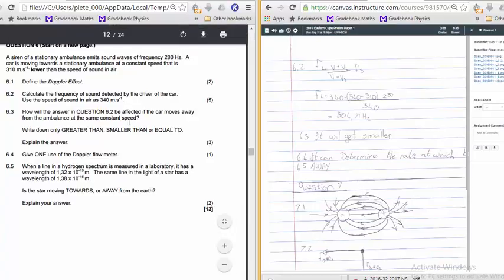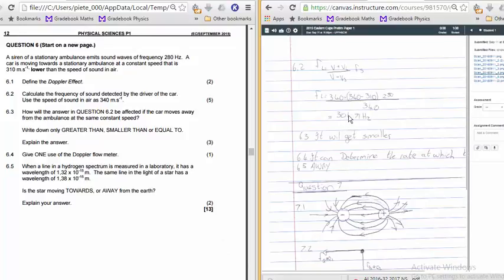How will your answer in question 6.2 be affected if the car moves away from the ambulance at the same constant speed? So a car is moving towards. Now, what if he was moving away from it? So now you can see he's hearing it at an increased frequency. If he was moving away, this would be a negative. The whole thing would be negative. So he would be moving away from it, and he would hear it at a lower frequency.